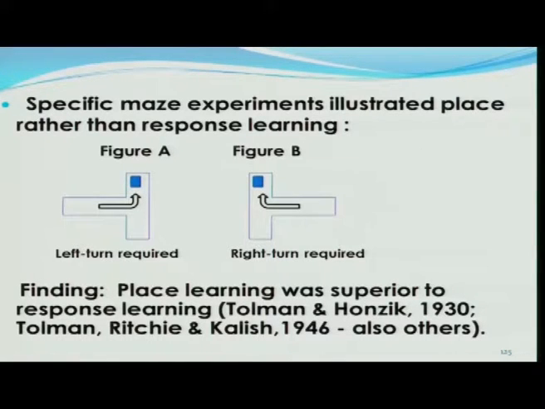The idea was that one could train rats to run through these mazes in such a way that they would be reinforced for making specific responses. The question is: is it true that just because of these repeated reinforcements for making specific responses, the rats would learn the cognitive map of the maze? The answer that Tolman and his collaborators found was no.